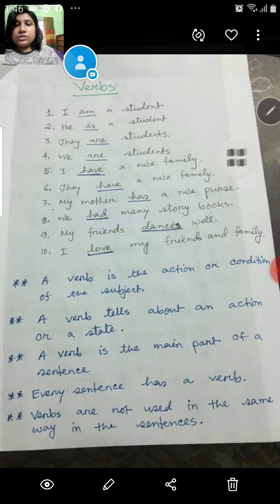Then verbs are not used in the same way in the sentences. So you can see that it is not the same way. Am, is, are are different verbs; different subjects, different verbs. So all the verbs are not the same. Okay, my dear students.